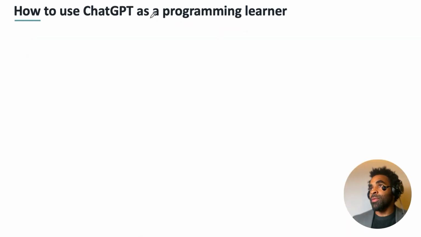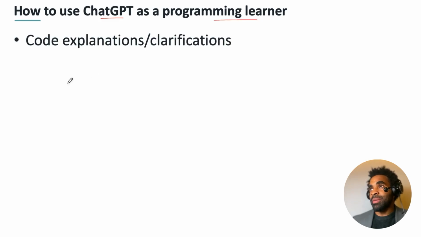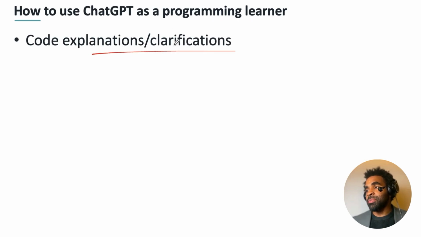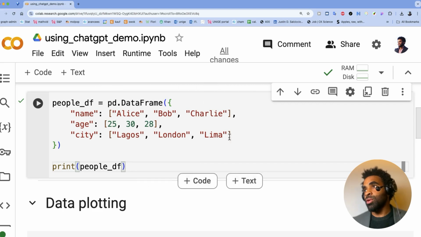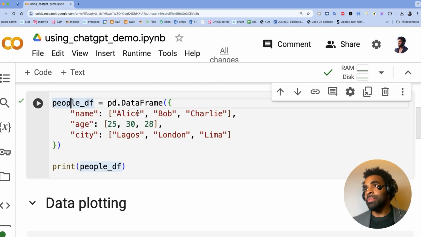So we're going to focus on using chat tools as a guide to programming. And let's think about some of the ways that you can use ChatGPT in particular for now as a programming learner. The first one is for code explanations and clarifications. And I'll jump over to ChatGPT and give a quick example of what I mean by this. So here's an example piece of code from one of the introductory lessons for this course. And let's imagine that I don't quite understand what's happening here.